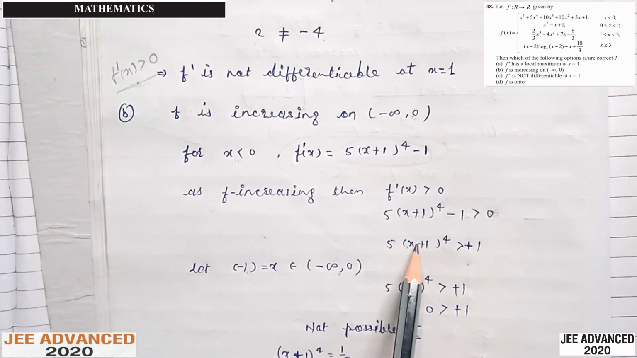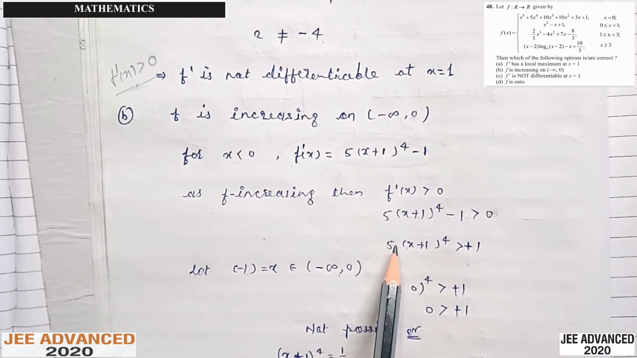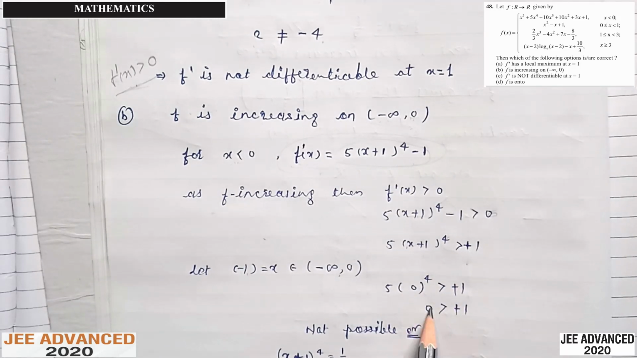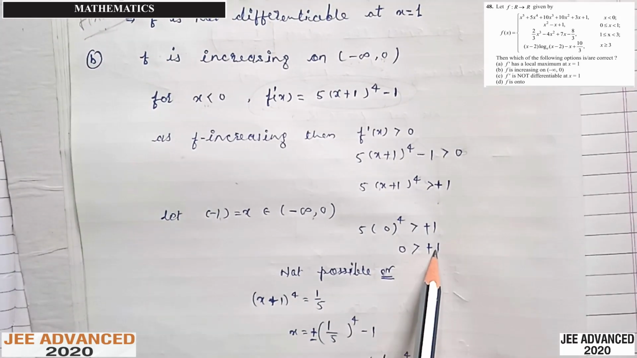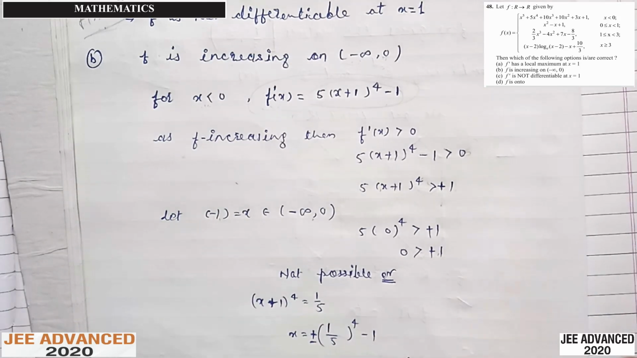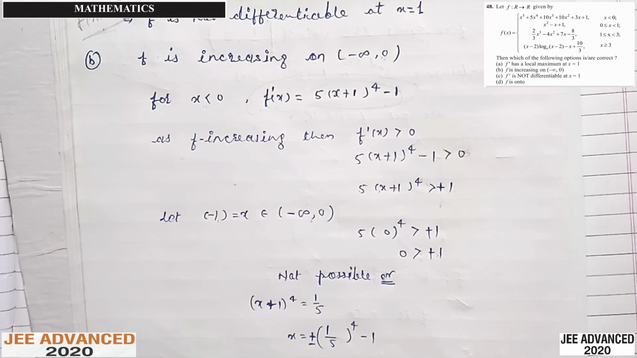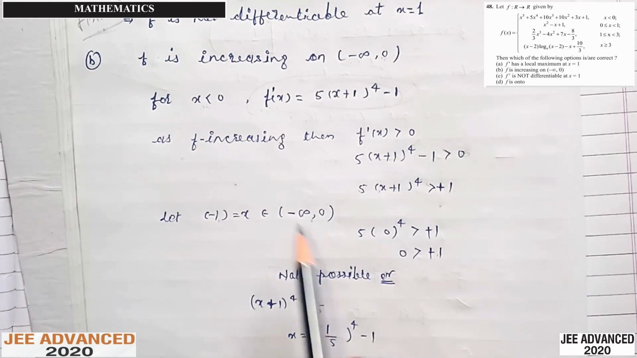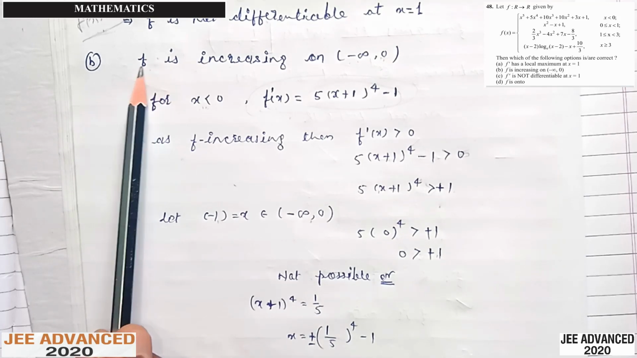So negative 1 plus positive 1 becomes 0. 0 to the power 4 is 0. So 5 into 0 is 0, and it should be bigger than 1. Can it be possible that 0 is bigger than positive 1? It is not possible, because 0 is smaller, so it gives us a contradiction. Option B says it is increasing, but it is not increasing, it is a decreasing function. So option B is wrong.